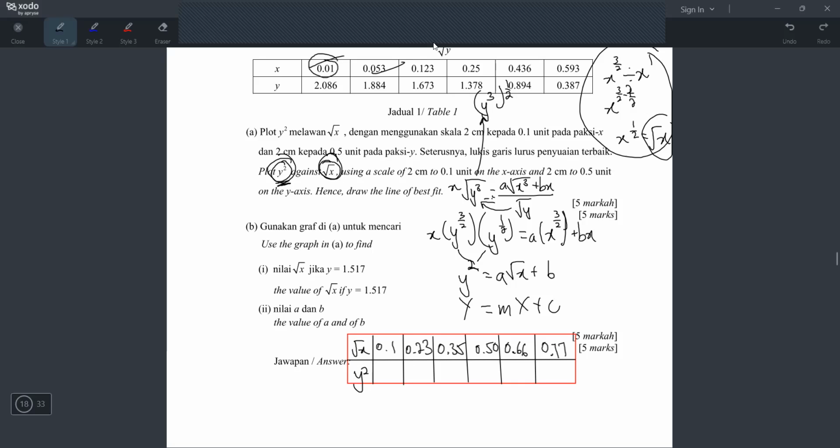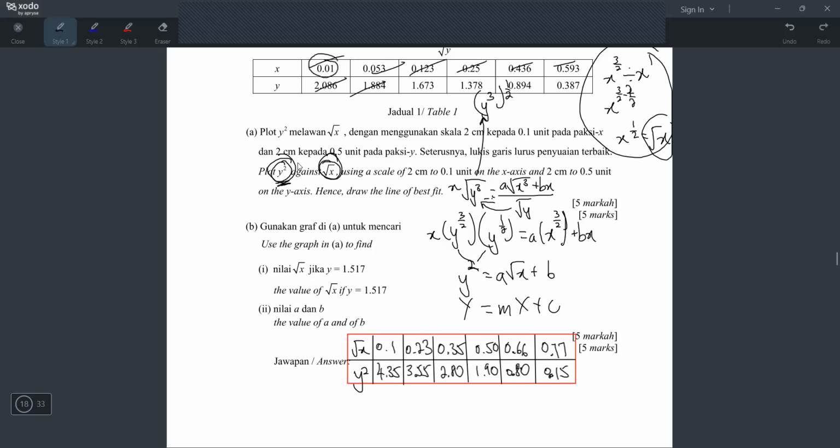Y square. Y square means you have to take the y value, which is 2.086, and then square it. So you get 4.35. Remember to write 2 decimal places, because this is a graph question, 2 decimal places is enough. And then 1.884 squared, which is 3.55. And then the rest, I'll straight away give it to you. The answer, 2.80. This one is 1.90. 0.80, and then the last one is 0.15. There's nothing to teach here. You just press the calculator. I don't think I have anything to explain here. Just the calculator only.